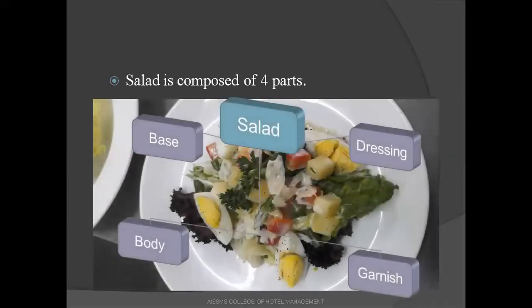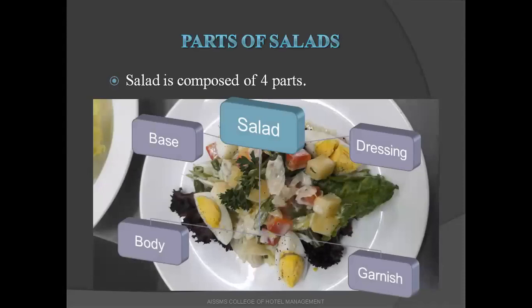Let's see the various parts of salads. As you can see in the picture, there is a salad which we prepare in the college. A salad has a base of lettuce, maybe various types of lettuce. Then there is the body ingredients. Then there is a dressing. As you can see in the picture, there is a whitish color dressing and a garnish, which is parsley, on the top of the salad. Let's repeat the 4 parts of salads: base, body, dressing, and garnish.